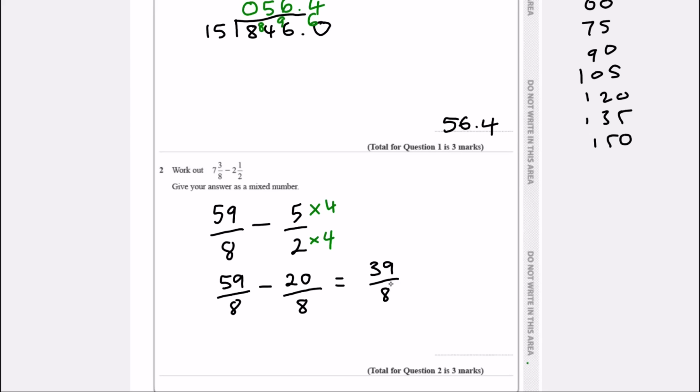So I've got 39/8. That's the answer, but it's not a mixed number. So how many whole ones do we have? How many 8s go into 39? 4 8s make 32. So that's 4. And we're at 32, so we've got 7 more. 4 7/8.